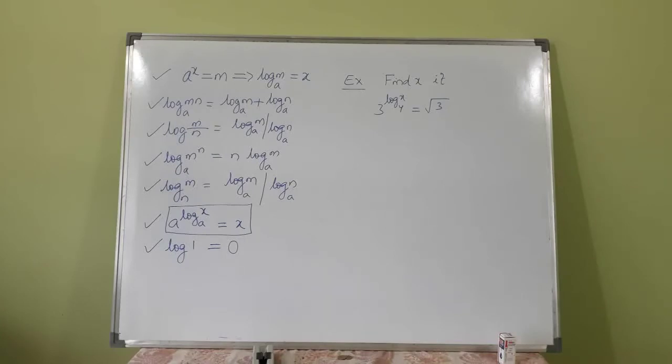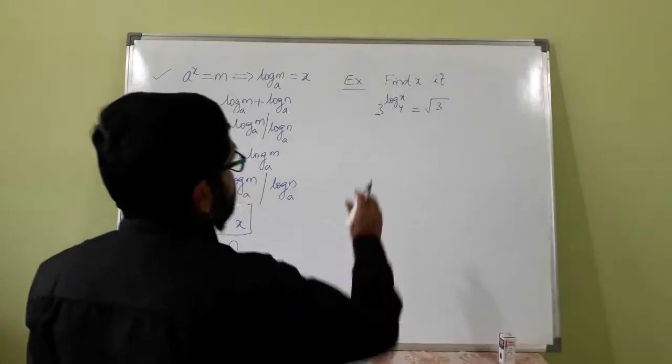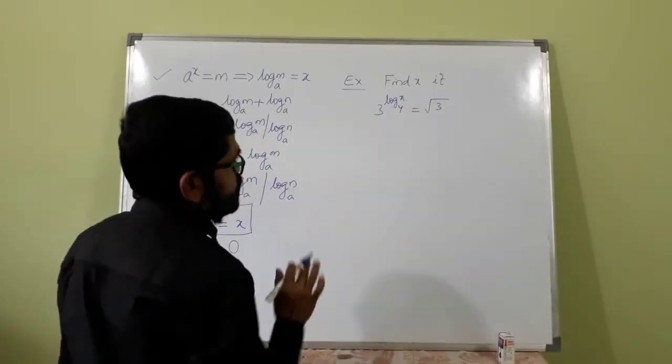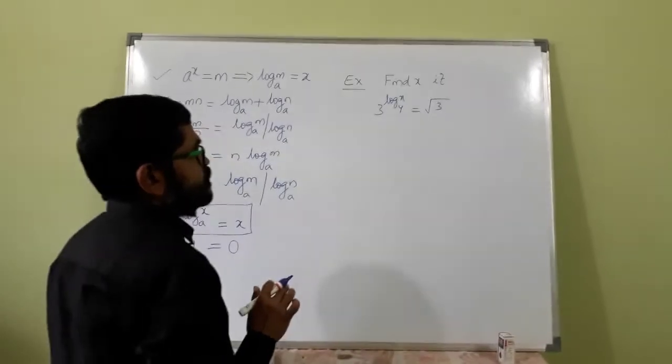Now consider some more examples. This is slightly different from the earlier ones. Find x if 3 to the power log x to the base y is equal to root 3. Here x and y both are unknowns. You have to express x in terms of y.